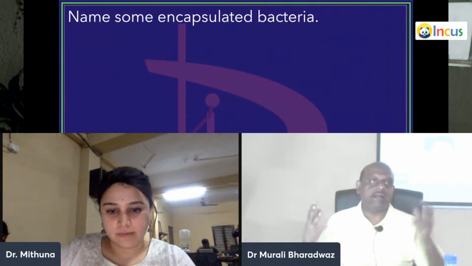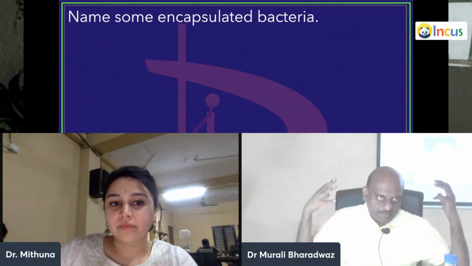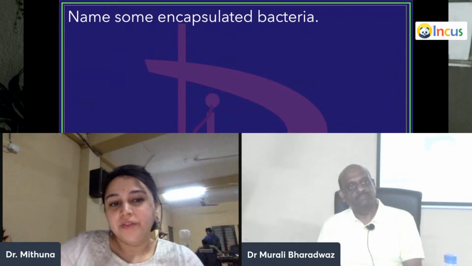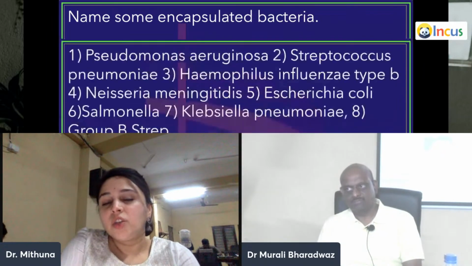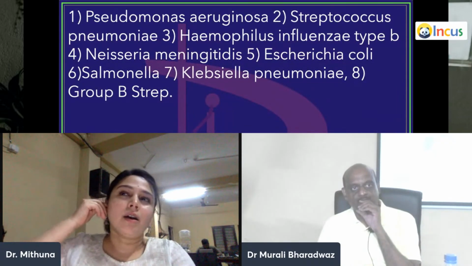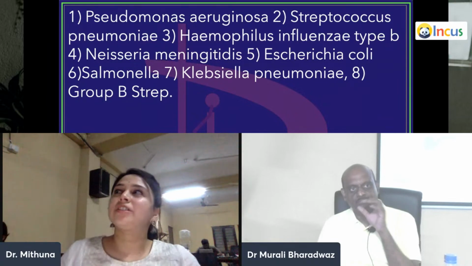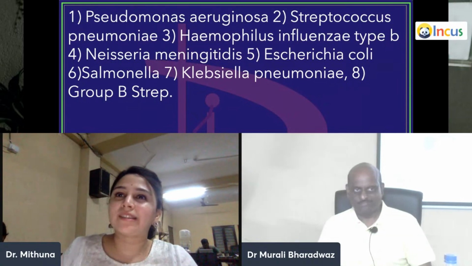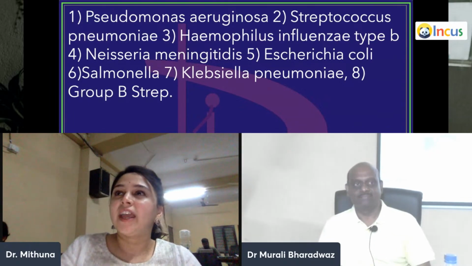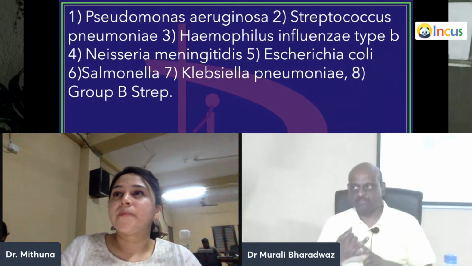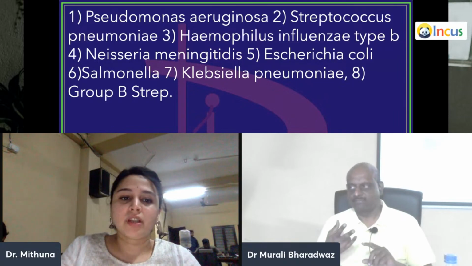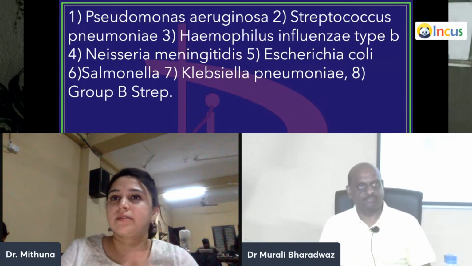So, what are the bacteria that wear clothes? Encapsulated. First one is Pseudomonas, and then you have even Streptococcus pneumoniae, H influenzae, all that encapsulate, especially in splenectomy cases, we'll give those vaccines, capsulated organisms. So that's how I remember. At least a few like H influenzae, Neisseria, Streptococcus, and then you have E. coli, Salmonella, Klebsiella, and Group B Streptococcus, Pseudomonas.